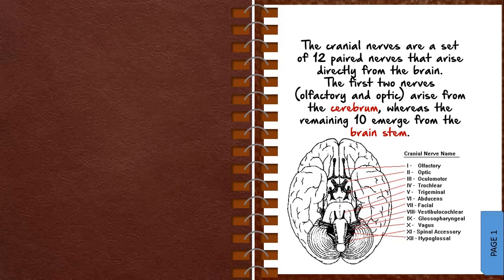Cranial nerve 1 is called olfactory. Second, optic. Third, oculomotor. Fourth, trochlear. Fifth, trigeminal. Sixth, abducens. Seventh, facial. Eighth, vestibulocochlear. Ninth, glossopharyngeal. 10th, vagus. 11th, accessory. And the last, the 12th one, is known as hypoglossal. So these are the names of the cranial nerves.